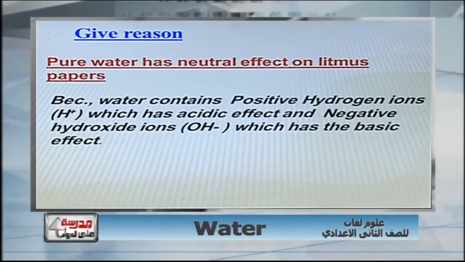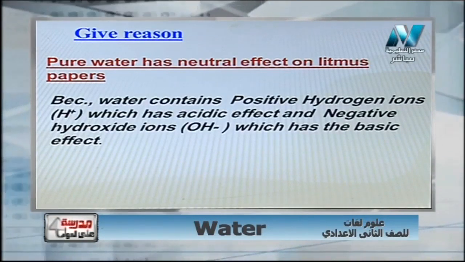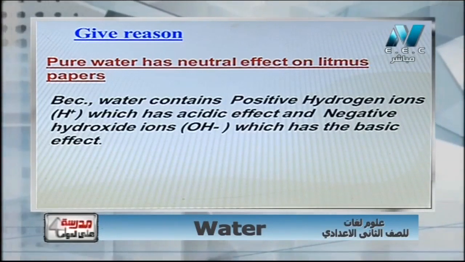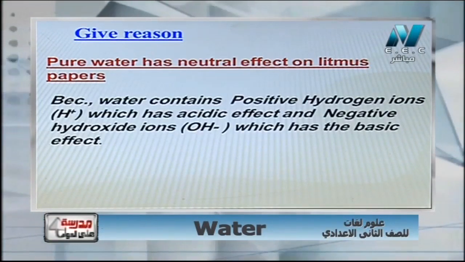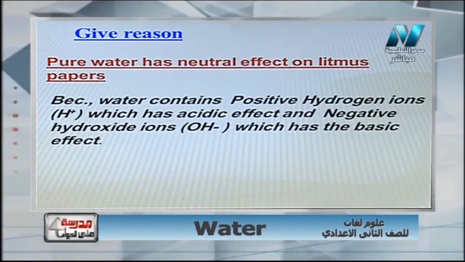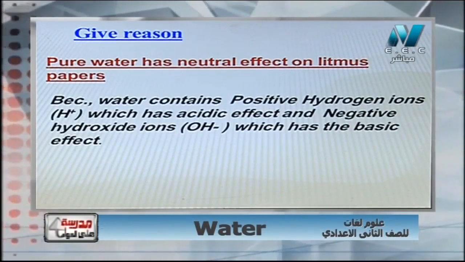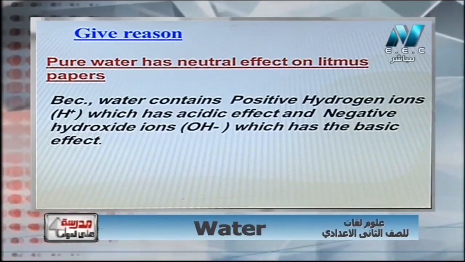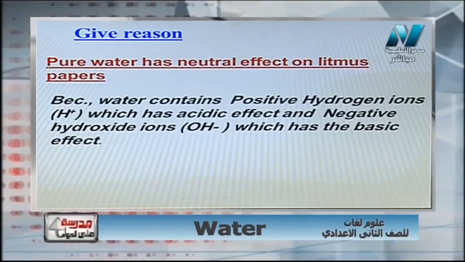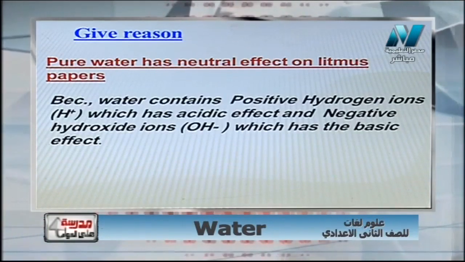So give reason why pure water has a neutral effect. What's meant by pure water? H2O only. Neutral effect, so the litmus paper is not going to change because water contains positive hydrogen, responsible for the acidic effect, and OH hydroxide ion which has a basic effect. So they are in equal amounts and the water doesn't change. This is about the chemical property or the ionization of water, or its effect on litmus paper.